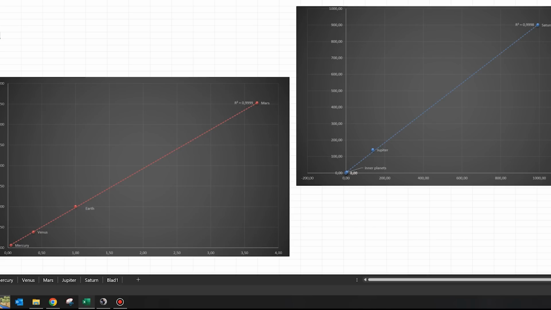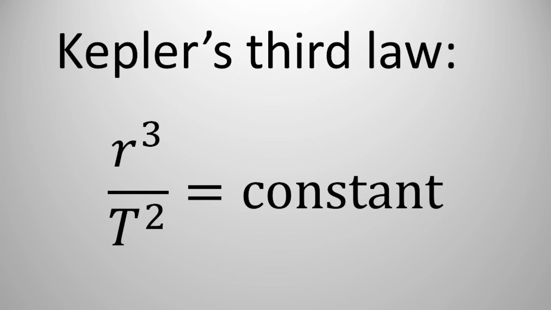Now let's plot a graph of orbital radius r, technically semi-major axis, cubed, and the sidereal period t squared. See something interesting? All our mean values end up along this nice, neat line. This is a proportionality. In other words, r cubed over t squared is constant. This is Kepler's third law. In units of AU and years, of course, this constant is 1.